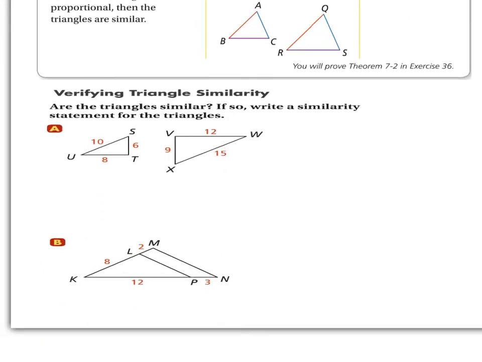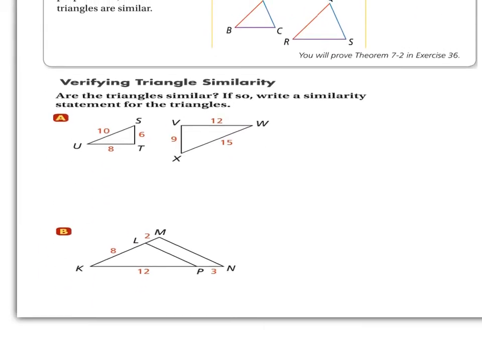Okay, let's go through a couple of examples here now. Are the triangles similar? If so, write a similarity statement for the two triangles. So first of all, do we have any angles marked in here? Well, no, you'll notice we don't have any angles marked at all. So I'm going to try and show the side similarity. So I need to match up my proportional sides.